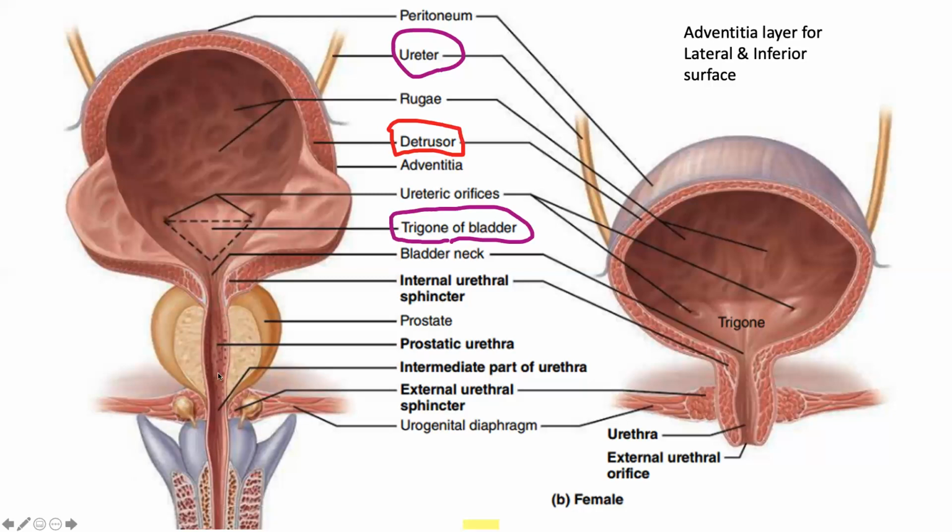So the male urethra is much longer compared to the female urethra, and therefore females are more prone to urinary tract infection because of the proximity of the external urethral orifice to the urinary bladder.